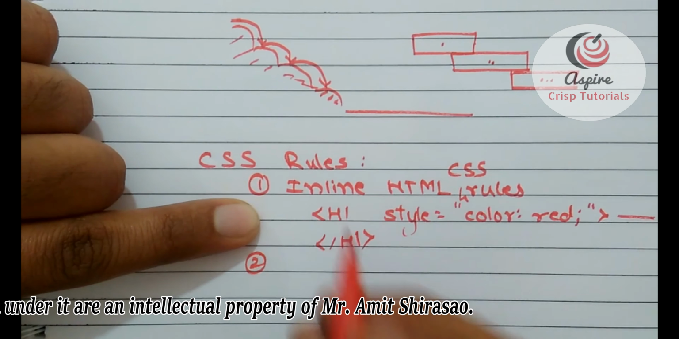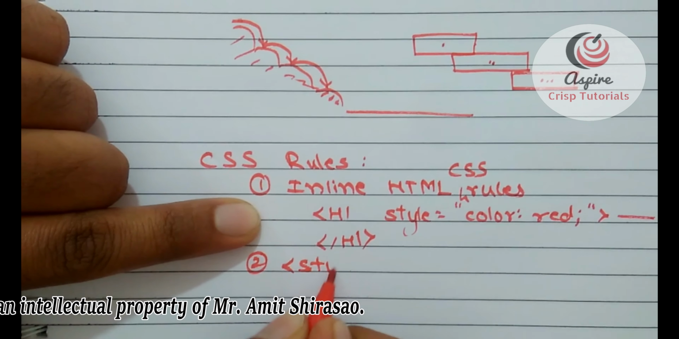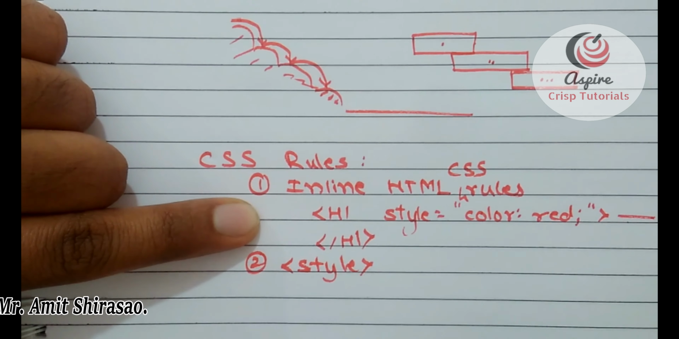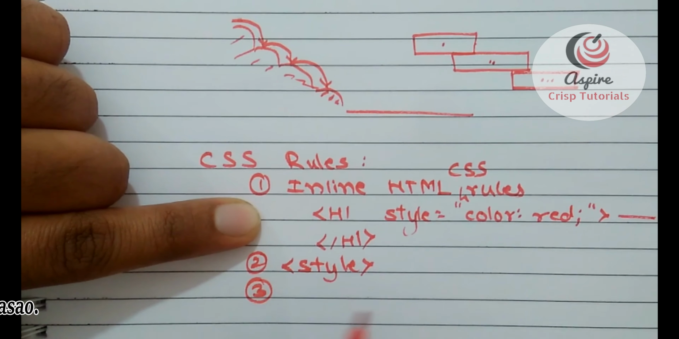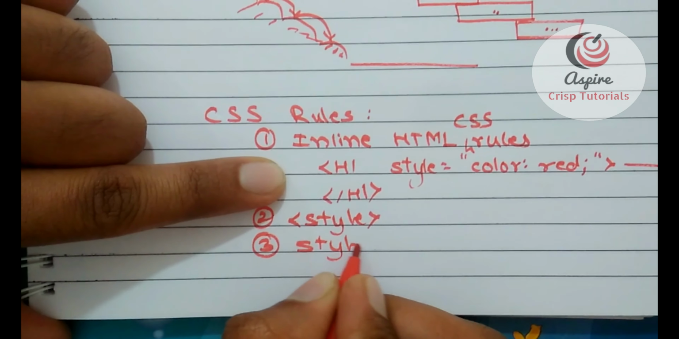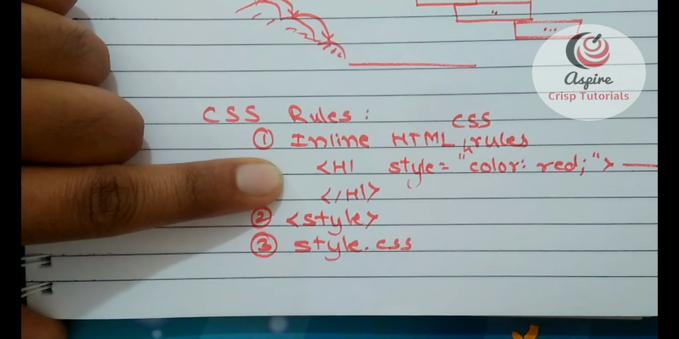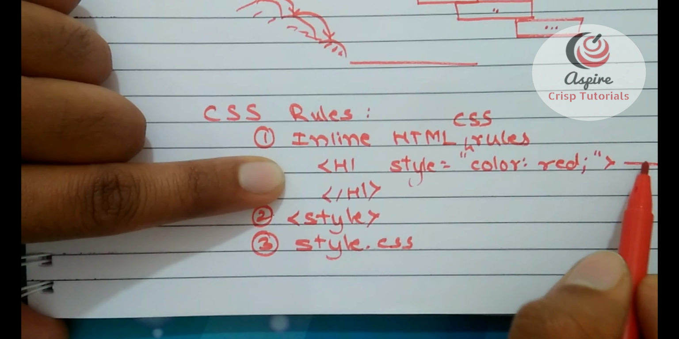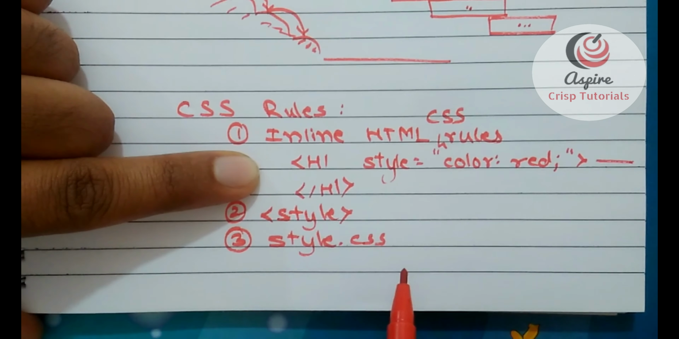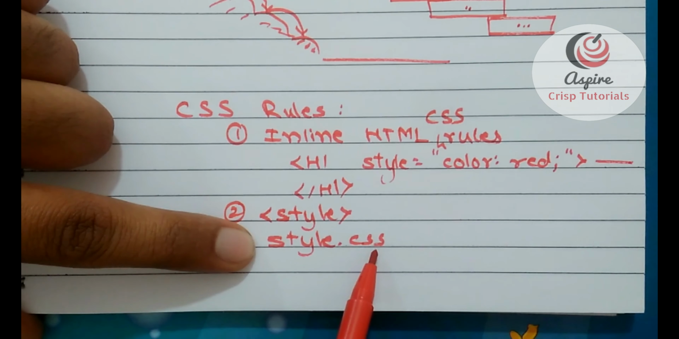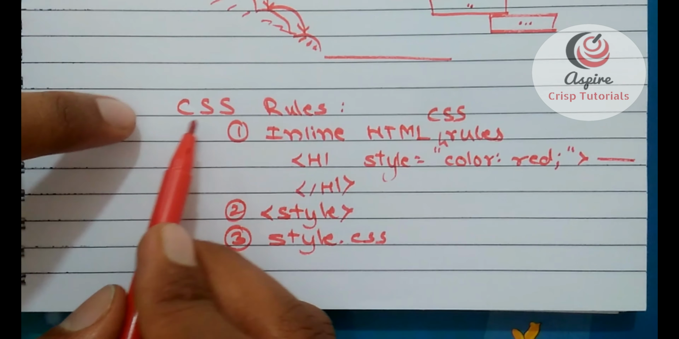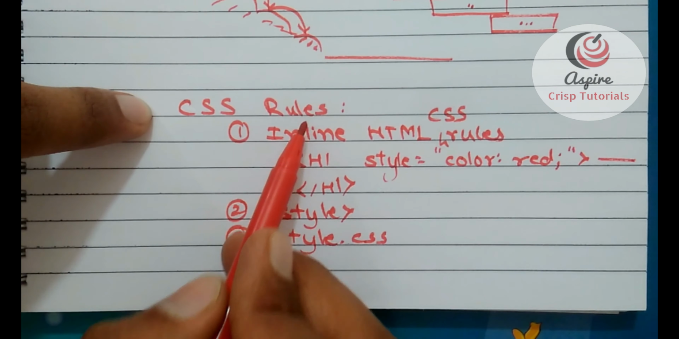The second way of giving CSS rules is in the style tag. The style tag can be included in the header or in the body of the HTML page. The third way of giving CSS rules is in a separate file, say a style.css file, where you may mention all the styles for various selectors, meaning for various elements within the page, and then finally you can include this style.css file into your HTML file. So these are the three ways in which you can define CSS rules.